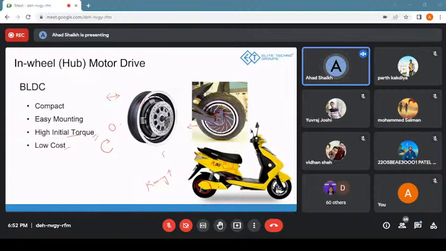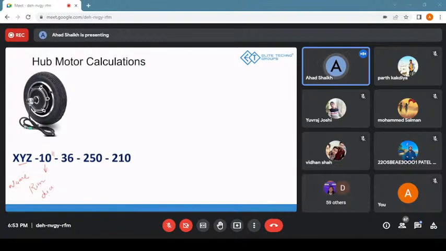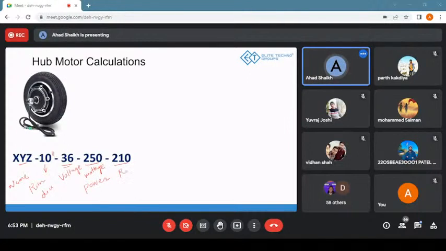So these are the things about in-wheel hub motors. Now we'll talk about a scooter with a 10-inch rim, where a motor can be attached. 36 is the operating voltage that the motor runs on. Then this 250 is the wattage, or power. So this motor has a power of 250 watts, and this is the rated RPM, sorry. This is the RPM at which this motor would give its best.